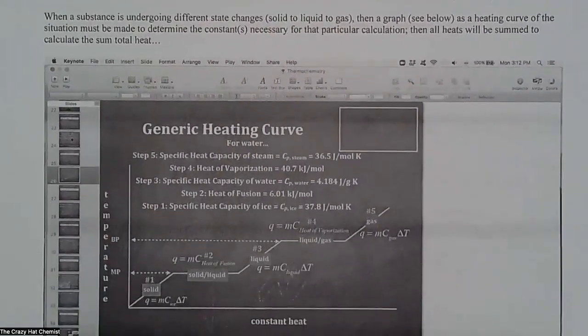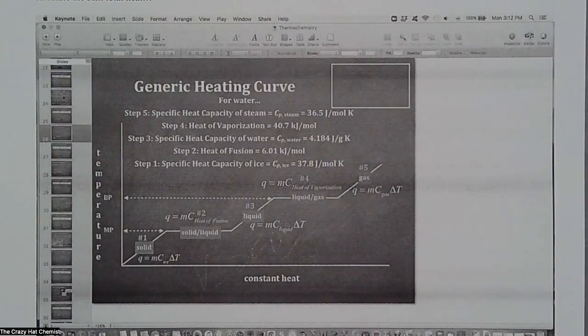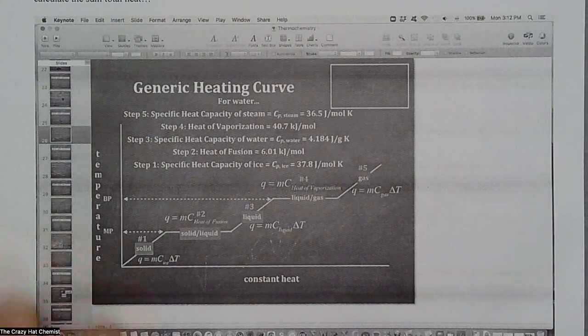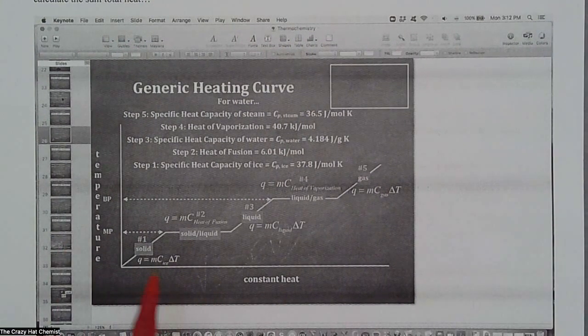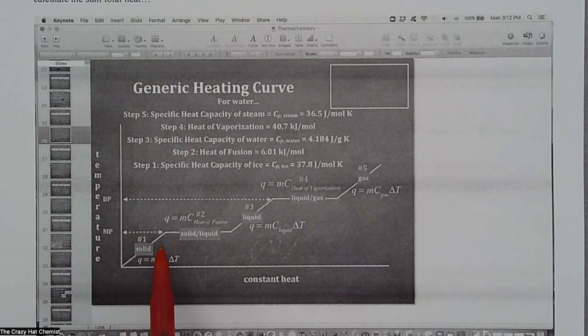This is one of the slides that I have right here, and it's a really important slide for this unit. This is a generic heating curve, with temperature on the y-axis versus constant heat on the x-axis. It's an idealized version of this graph, with nice abrupt changes. What's critical for this graph is that the first flat line is the melting point or freezing point, and the second flat line is the boiling point or condensation point.